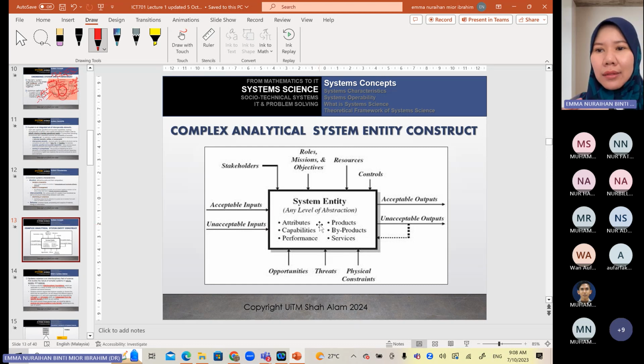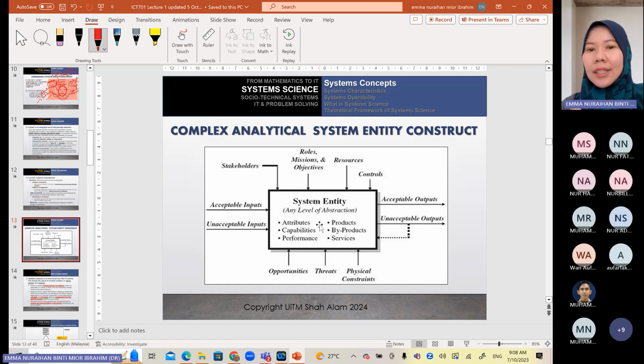All kinds of e-hailing apps. Okay, you have competitors. Physical constraint. What kind of physical constraint? It can be physical, it can be geographical, it can be political. For example, policies, government's policies, geographical, location-wise, physical constraints like infrastructure and so forth.